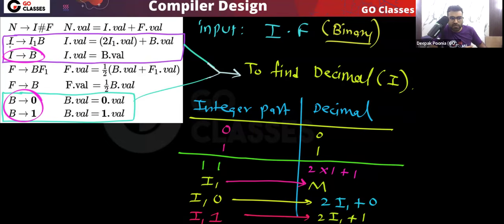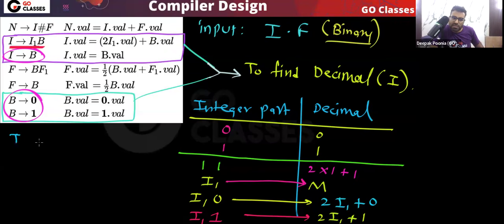But notice, when this I is going to I1B, now what will be this I dot value? What will be the decimal value of I1B? So the decimal value of I1B will be equal to twice the value of I1 plus the value of B. Yes or no? You will multiply this I1 by 2 plus the value of B. Okay, so did you understand this?